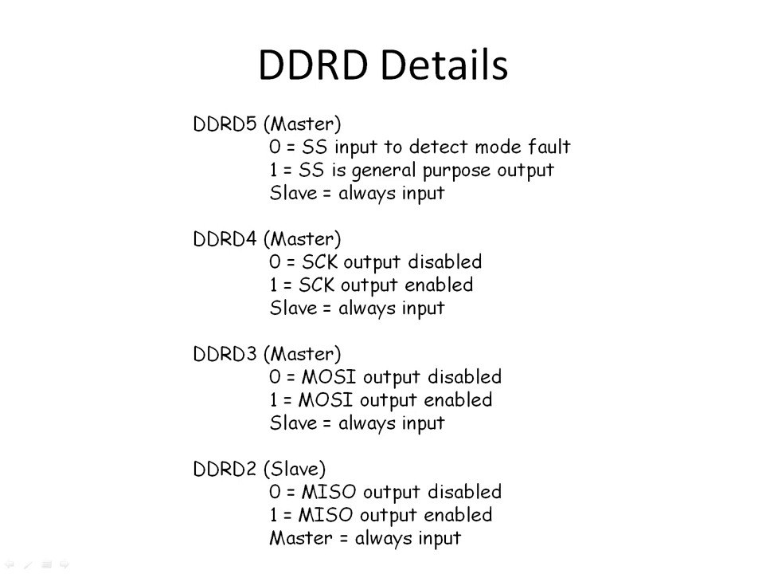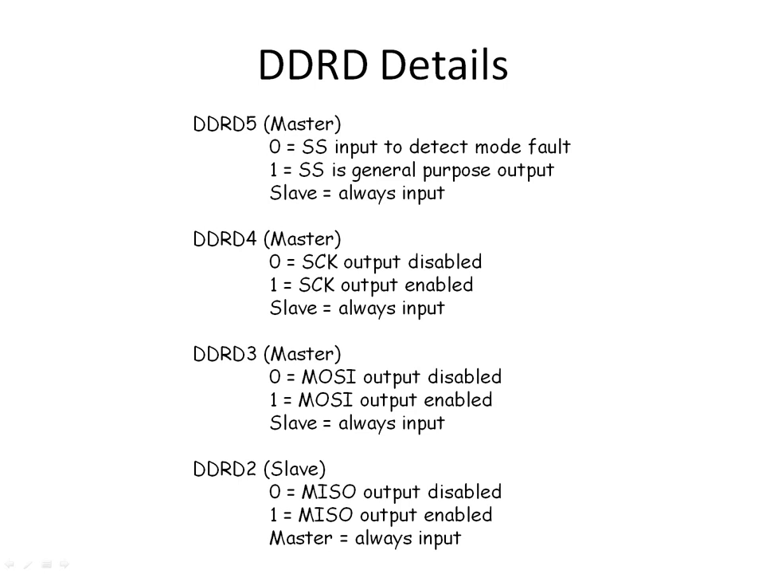DDR-D3, as configured for a master, if it's at a 0, the MOSI output is disabled. And if it's set to a 1, the master out slave in output is enabled. And if it's a slave, it'll always be an input. So as a master, we need to set this bit to a 1.